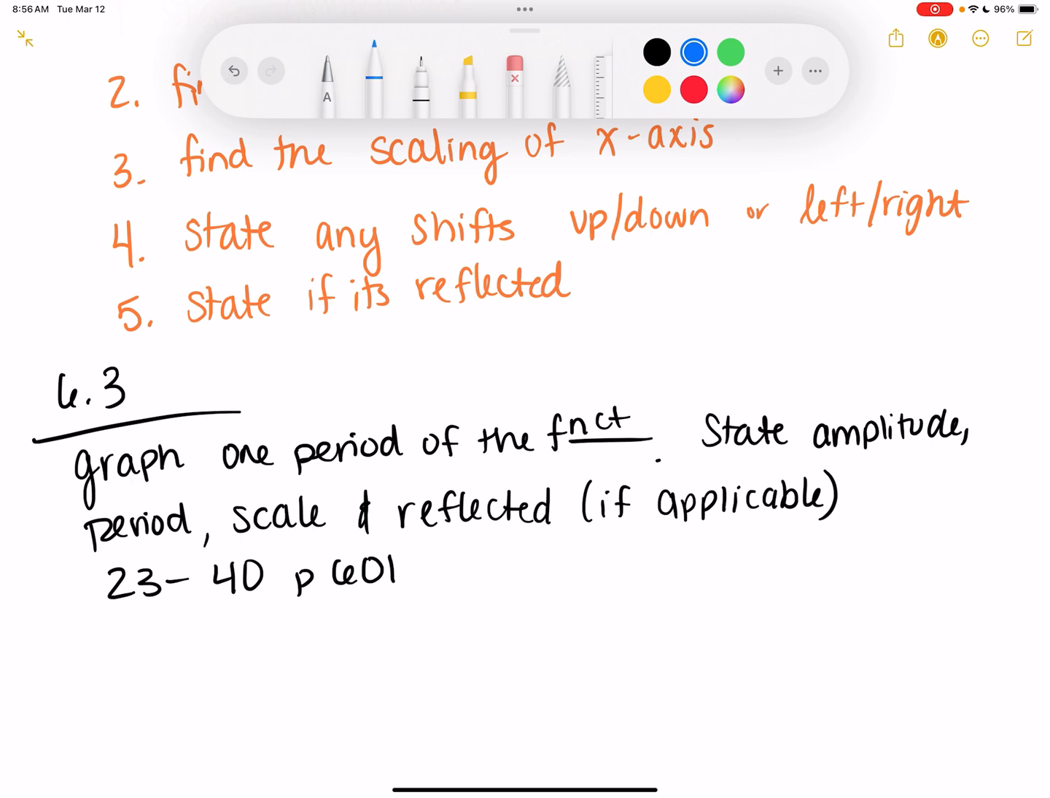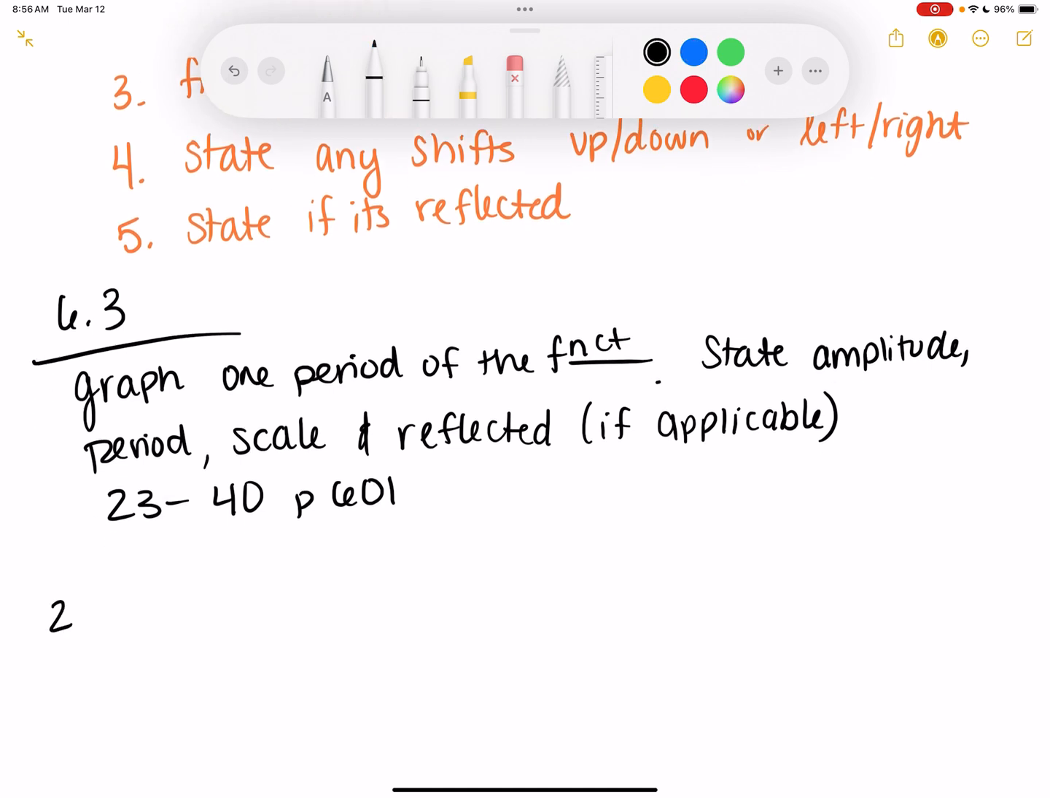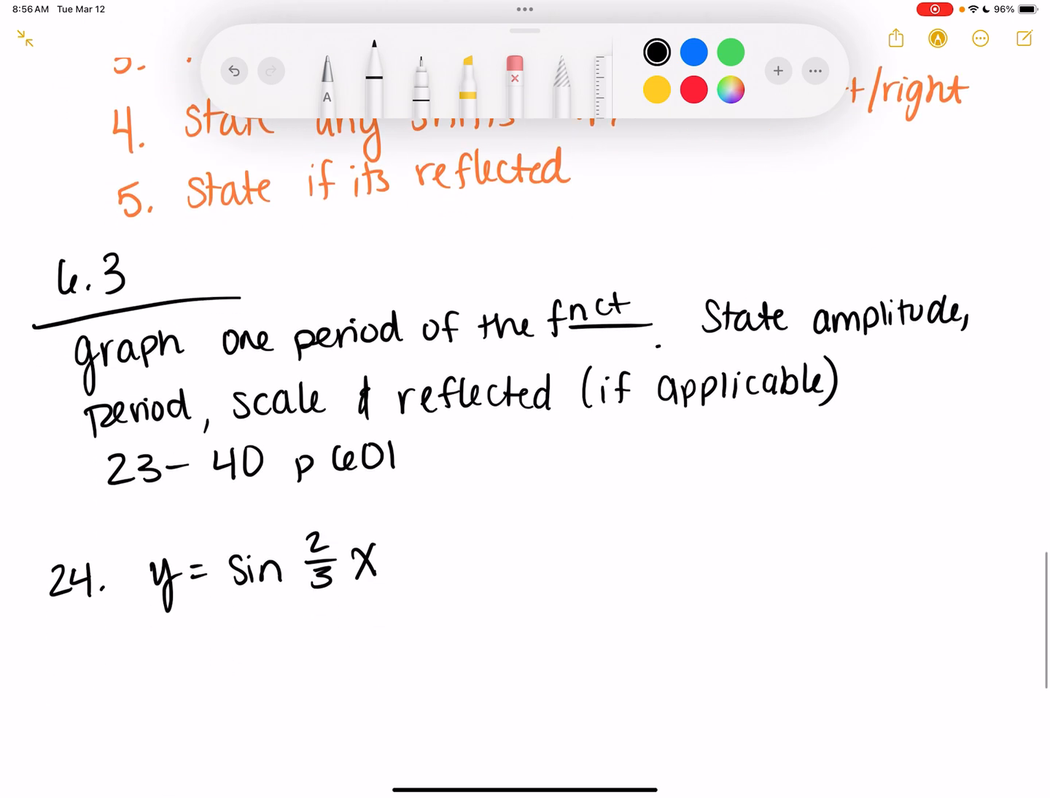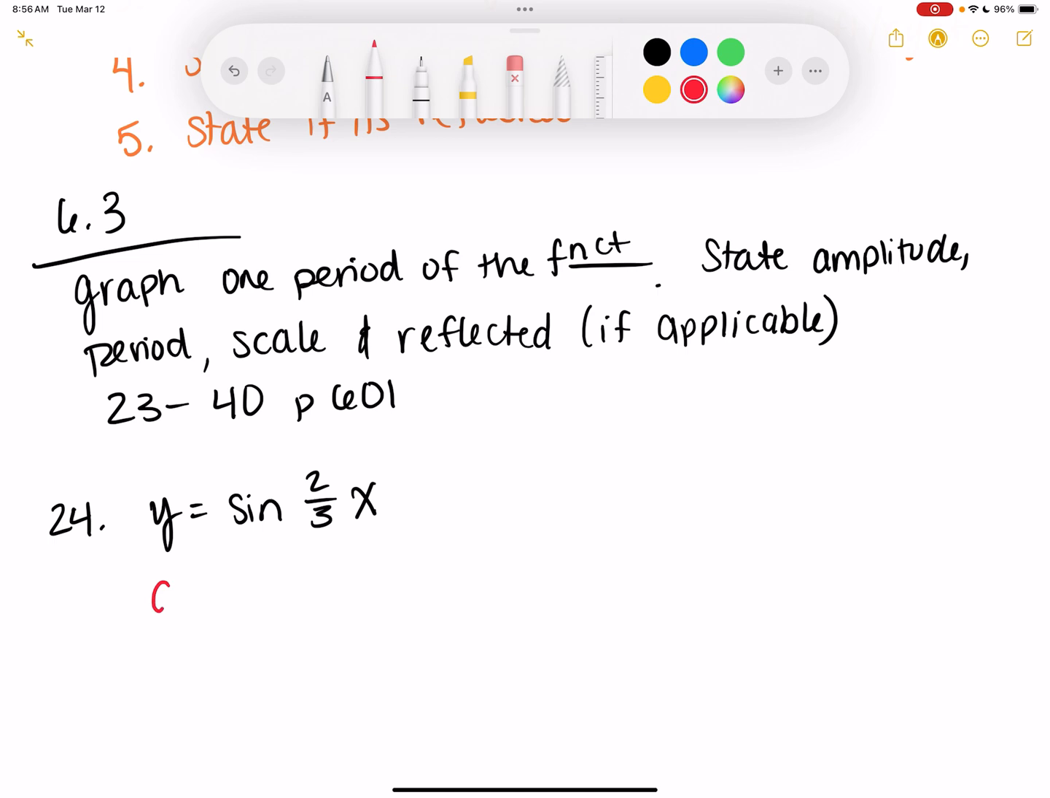All right, so 24. Y equals the sine of 2/3 x. So following my steps that we had up here, okay, first I'm going to state the amplitude. So the amplitude is equal to, so I'm looking for the number that's in front of sine. So what number is in front of sine? Oh, 2/3. In front. Over here. Nothing. 1.